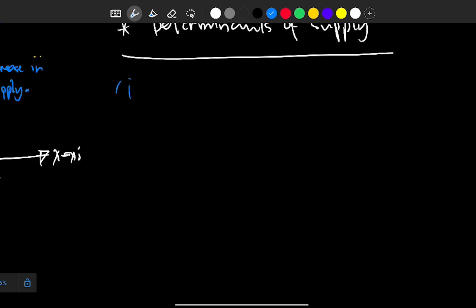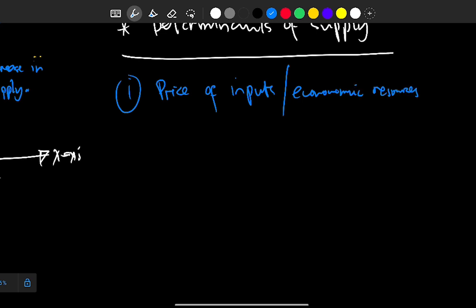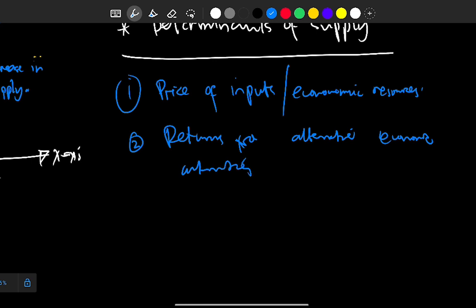So the very first in our list here is the price of inputs. These inputs are like the economic resources, or factors of production that are used in the production of goods and services. We have returns from alternative economic activities. This could be influenced by prices of related goods. You see what that means?